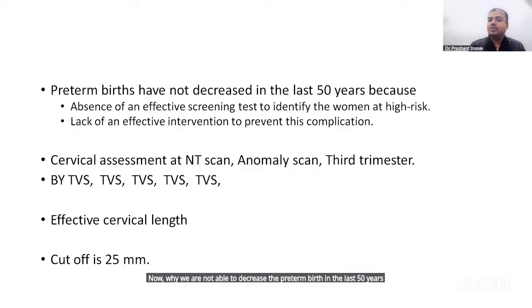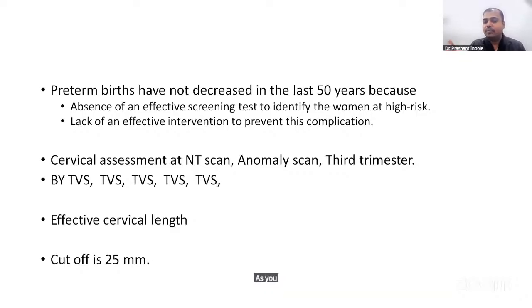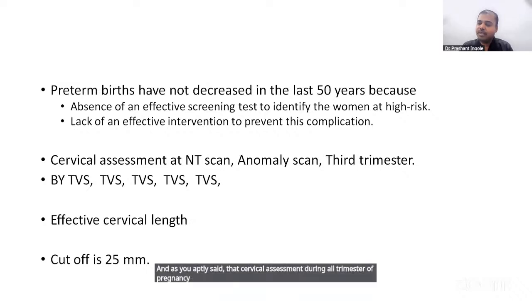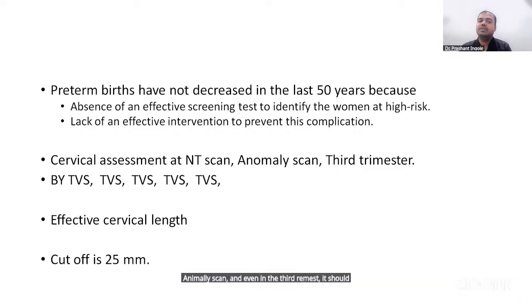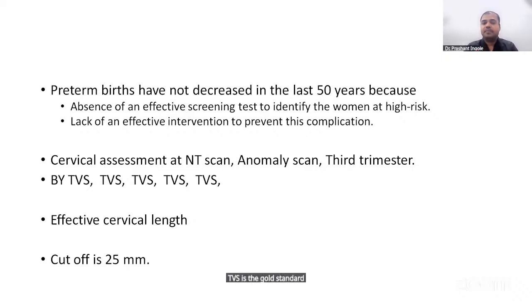Because there is no effective screening test, and there is no effective intervention to prevent this complication. And as you aptly said, cervical assessment during all trimesters of pregnancy, may it be early pregnancy during the first trimester NT scan or the anomaly scan, and even in the third trimester, it should be by TVS and TVS only. TVS is the gold standard, as you have said.